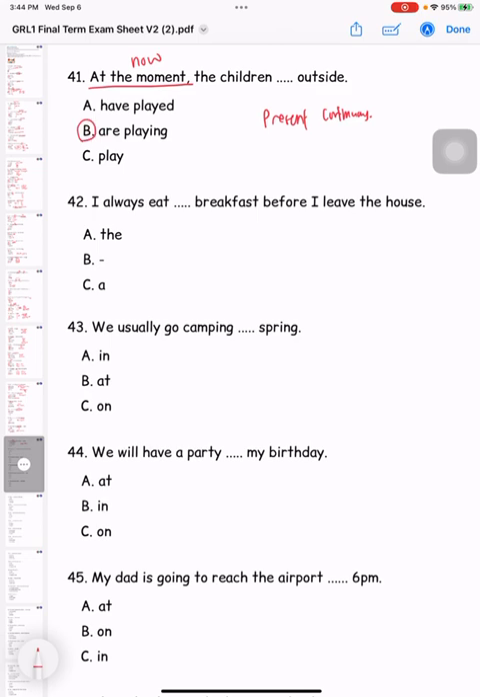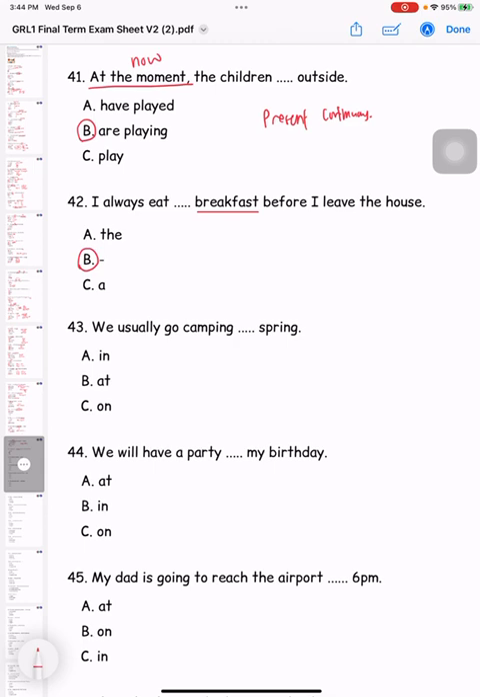So next, I always eat breakfast before I leave the house. Do you still remember the first question that we have just done? Right, so the first question is about meals, breakfast, dinner or lunch. Should we add anything? No, we shouldn't add anything. That means dash. Dash means no adding anything.